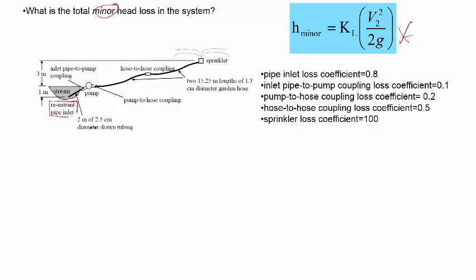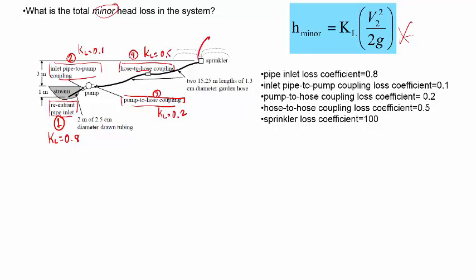We have the entrance, so let's call this 1, and the KL for this one is 0.8. Then we have this, we'll call this number 2, and the KL for this is 0.1. Then we have the hose, pump to hose coupling, and the KL for this one is 0.2. Let's call this 3. And then for number 4, we have the hose-to-hose coupling, and the KL equals 0.5. And then finally we have the sprinkler, and it has a KL of 100.